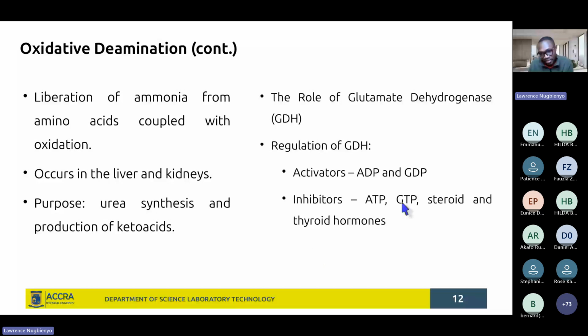So the same way, if there are a lot of ATP and GTP in the cell, then there will be no need to be producing more cellular energy. So they will rather be serving as inhibitors. They will rather slow down the activity of this enzyme, glutamate dehydrogenase. Hormones serve as regulators. So there are enzymes like this glutamate dehydrogenase. It can be hormone sensitive. So there are other processes by which some of these hormones regulate the activity of these enzymes.